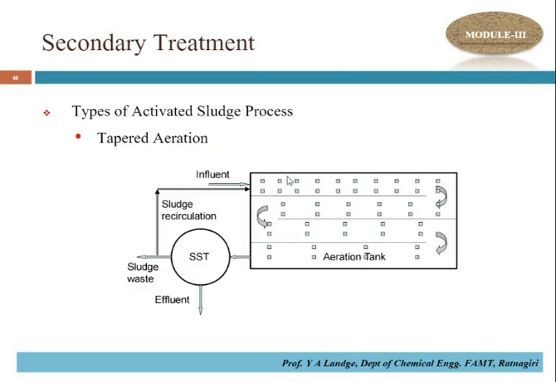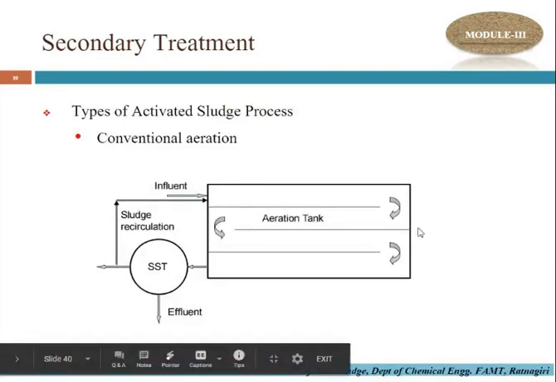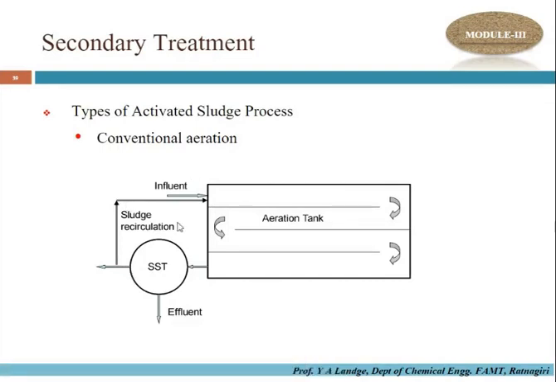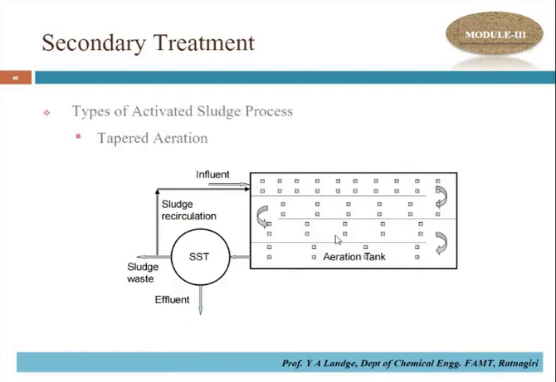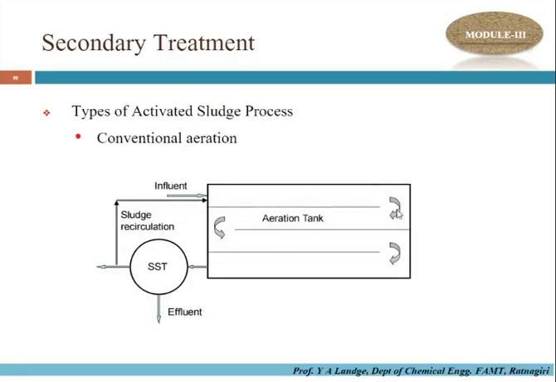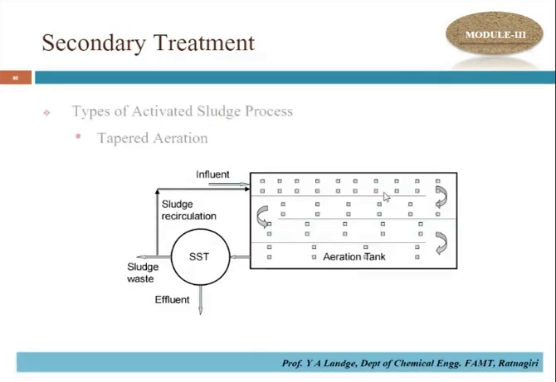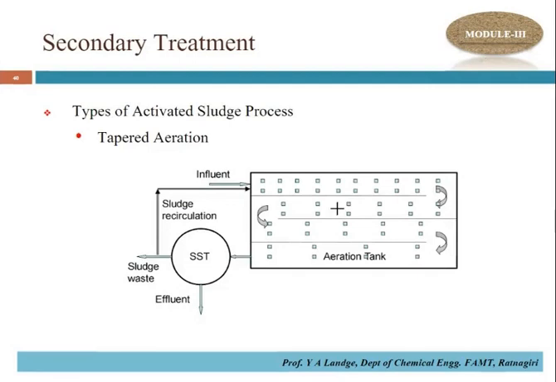Now, if you see this diagram, again there is no change in the tank. The aeration tank is as it is. The secondary sedimentation tank is as it is. Everything is as it is. The only change is in the air which we supply: more air at the initial stage. In the conventional picture there is a constant air supply, but here at this point there is more air. You see these are the bubbles of the air. Here it reduces, and here again it reduces.